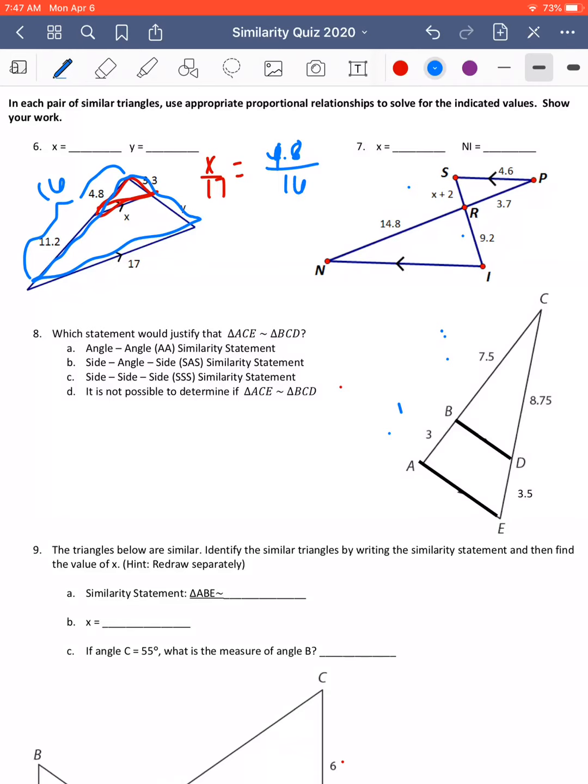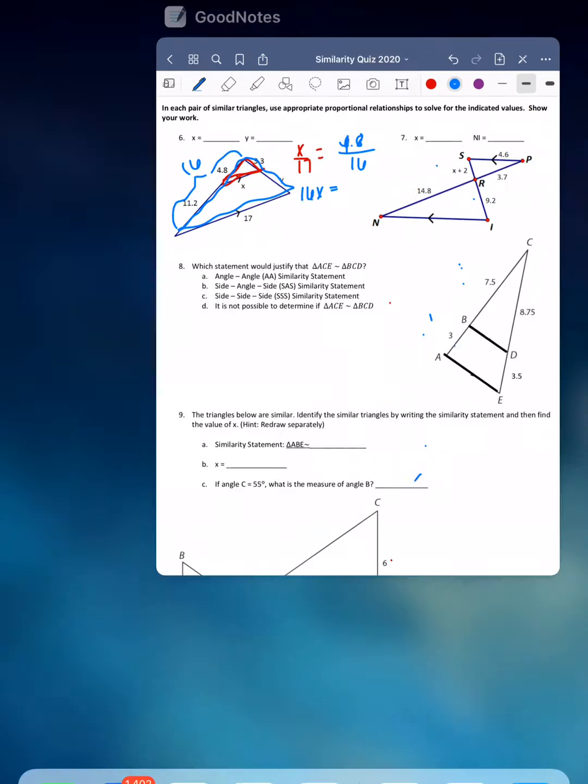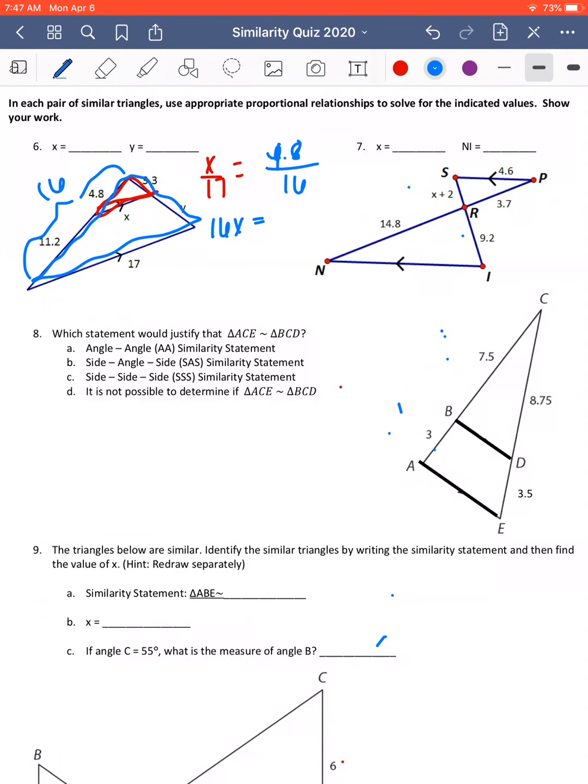If we cross multiply, I get 16x equals 17 times 4.8, which is 81.6. Divide both sides by 16. X equals 5.1.